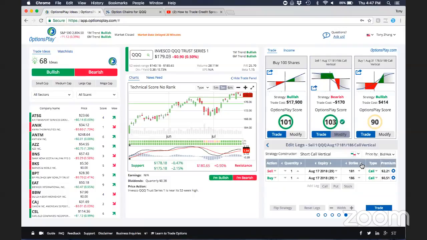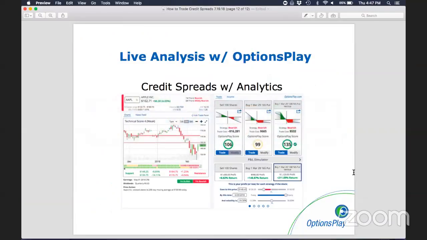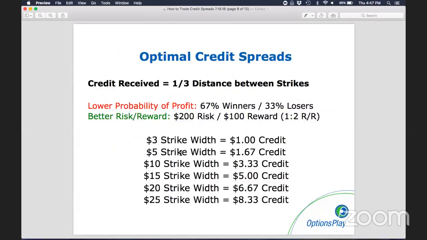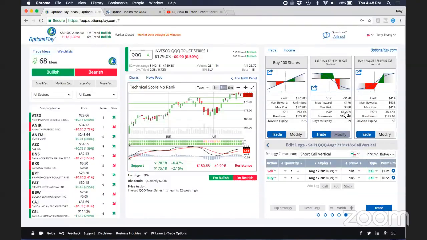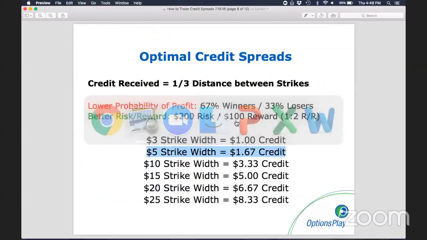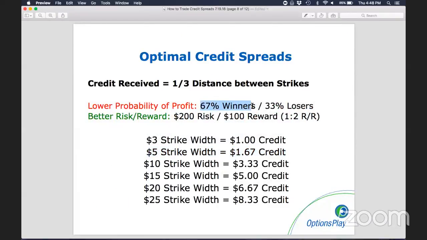So if I move this out to the 181, 186, I'm getting about $1.70 on a $5 wide trade. That's exactly about 1/3. If you remember from this slide before, if I'm selling a $5 strike, I want to collect roughly $1.67 credit. That's going to give me 1/3 of the distance between those two strikes. And here I found a strike that gives me $1.70, right in that sweet spot. I have a probability of profit of 68%, which is, again, right in that sweet spot that I'm expecting, around 67% probability of winners with 33% losers.